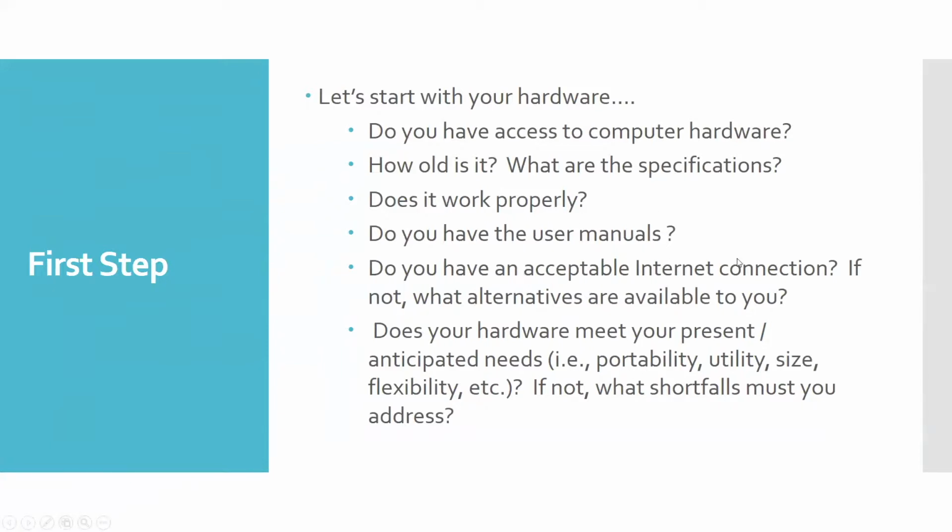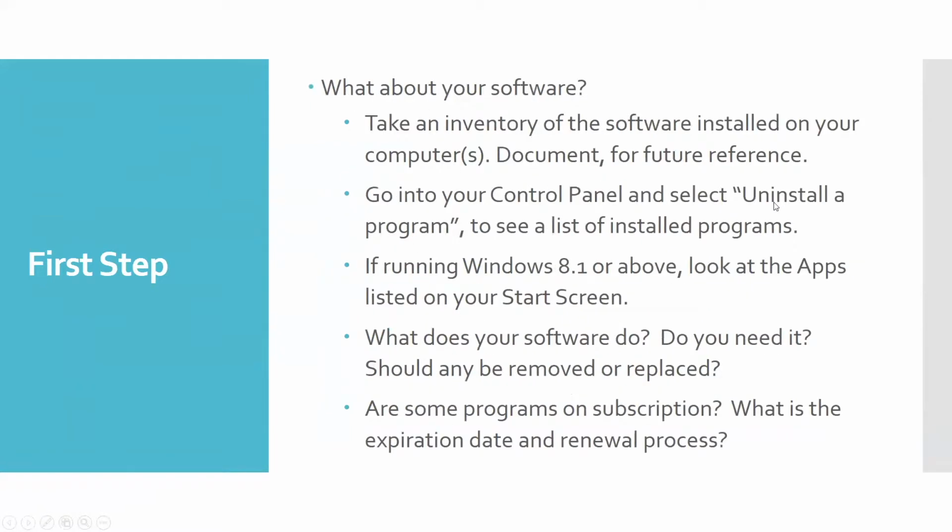You can read through those for yourself, but as I said, this should trigger a thought: why do I need to know these things? Why do I need to have these things? Here are some things for software. Take an inventory of your software. If you don't know what you have, you can go into your control panel and look at the list of installed programs. If you're running Windows 8 or above, you can look at the apps on your start screen.